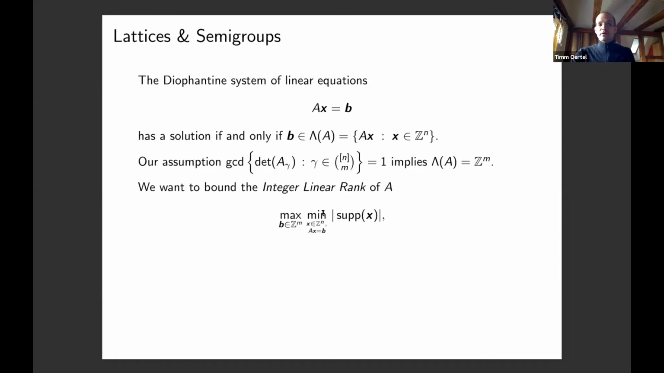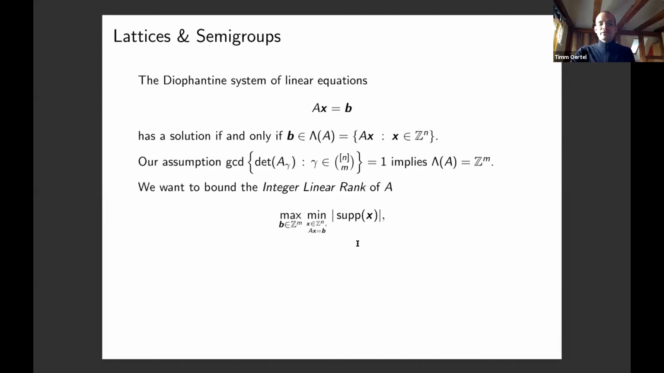And that is just looking at all elements of the lattice Z^m, and then always looking at the minimum support in order to express this element in terms of the columns of A with as few columns as possible. So it's like this max-min problem. And if you like, you can look at it like this. Assume that we're given a certain lattice, lambda, by some generators, and we want to look at the worst case of generators that we need to express a certain element of this lattice. And this is a little bit different, of course, than having a basis of the lattice. So we just look at generators.